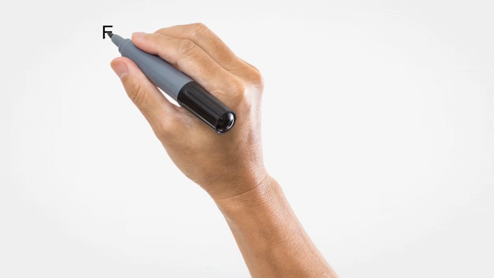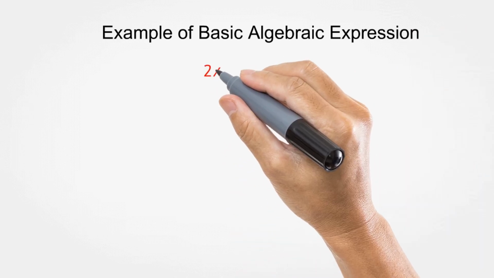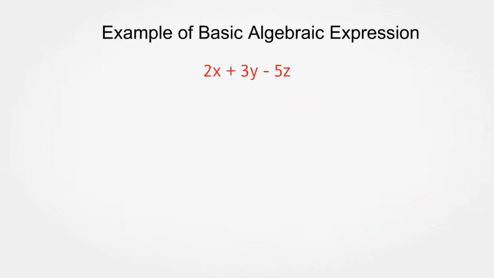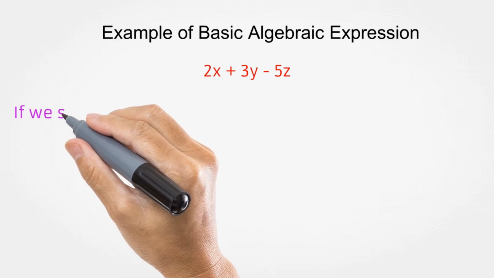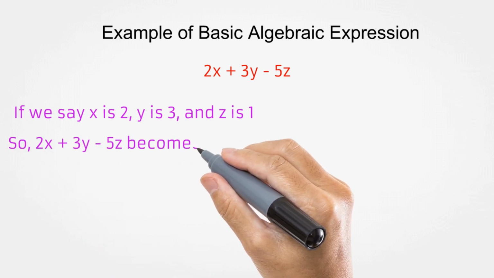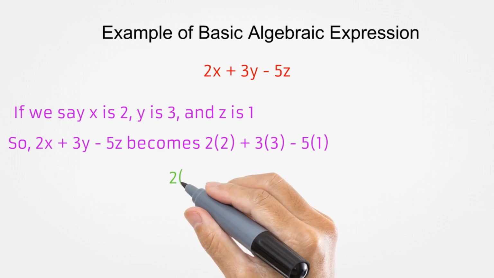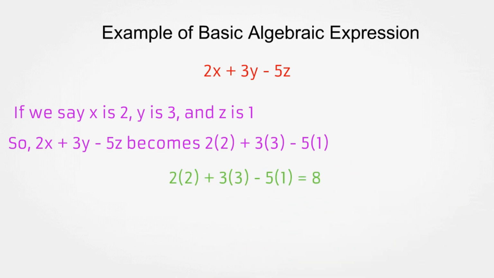Let's take a simple example. If we say X is 2, Y is 3, and Z is 1, our number heroes are ready for action. So, 2x plus 3y minus 5z becomes 2 multiplied by 2 plus 3 multiplied by 3 minus 5 multiplied by 1. And guess what? When we put it all together, we get a super cool number, like 8.